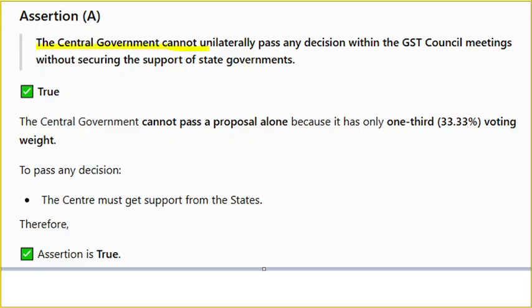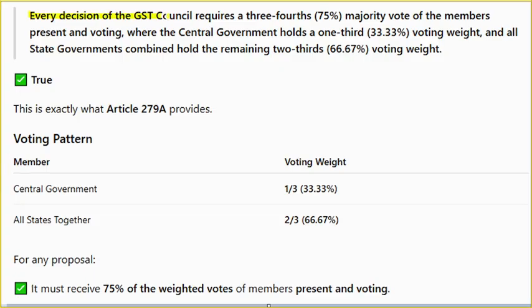The central government cannot unilaterally pass any decision within the GST Council meetings without securing the support of state governments. The central government cannot pass a proposal alone because it has only 1/3 voting weight. To pass any decision, the center must get support from the states. True. Every decision of GST Council requires a 3/4 majority vote of the members present and voting, where the central government holds a 1/3 voting weight, and all state governments combined hold the remaining two-thirds voting weight. This is exactly what Article 279A provides.